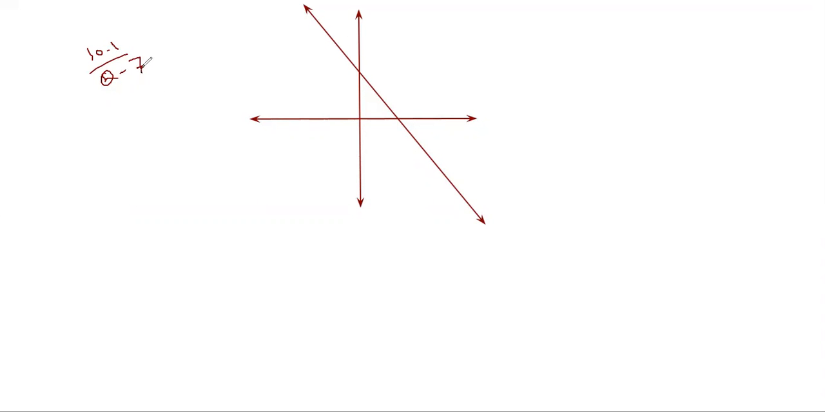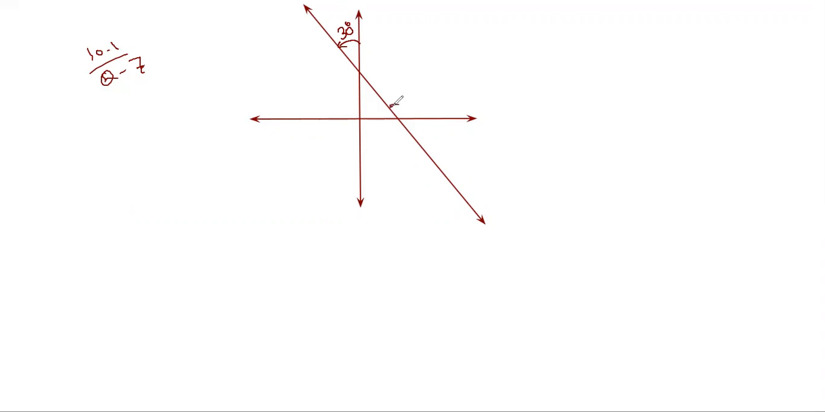Question number 7. A line is making 30 degrees with the positive direction of y-axis, measured anti-clockwise. Anti-clockwise is always a positive angle. So this angle is 30 degrees, and we have to find the slope of the line. So what is the slope of the line?